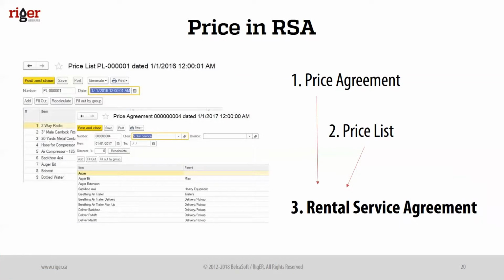So, two options for how you can store your prices in the system. We have a general price list, and we have a price agreement for a specific client for a particular period of time. The rental service agreement is a framework document that defines prices for the job. So we take prices in the invoice from the rental service agreement, which are taken from the price agreement or price list accordingly.